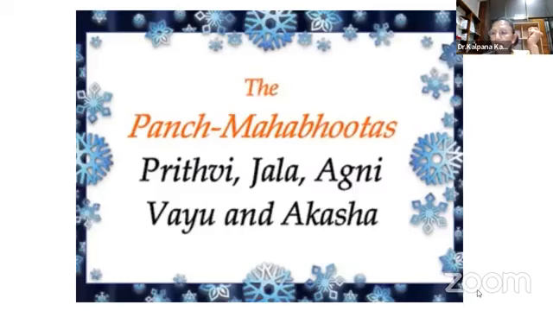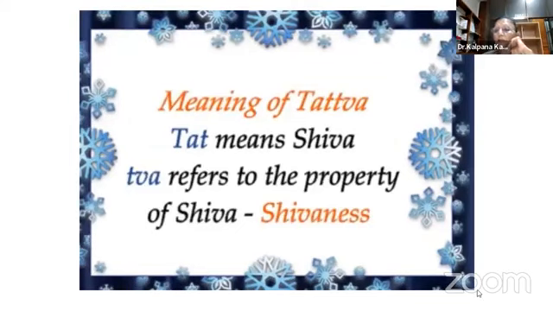So the Panch Mahabhut is the Prithvi, Jal, Agni, Vayu, and Akash. Prithvi is the earth, right? Jal is the water tattva. Agni is the fire. Vayu is the air, and Akash is the ether. So these 5 elements, what does tattva mean? It's Panch Mahabhut or Panch Tattva.